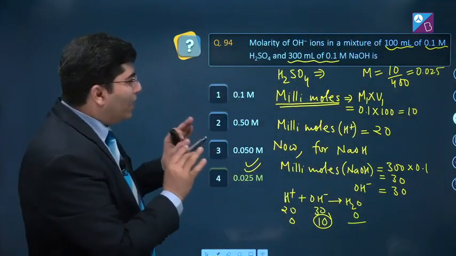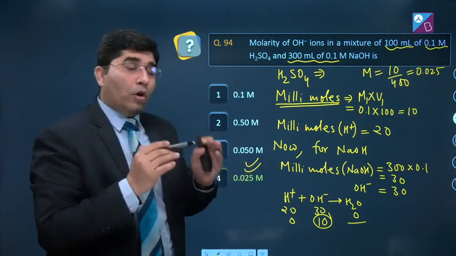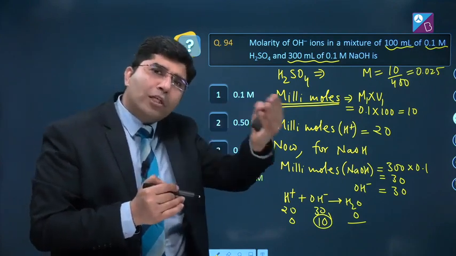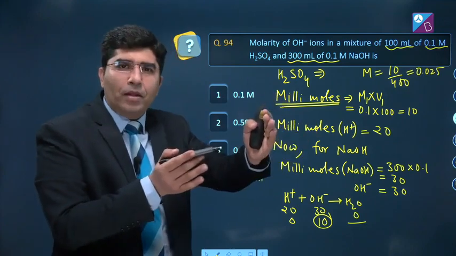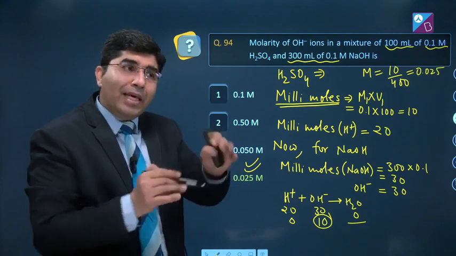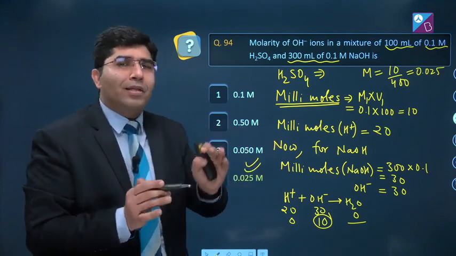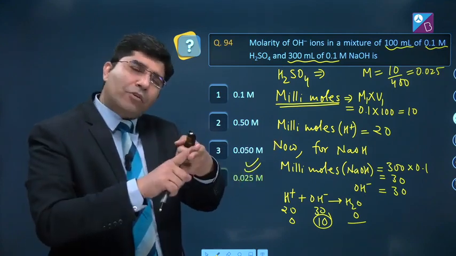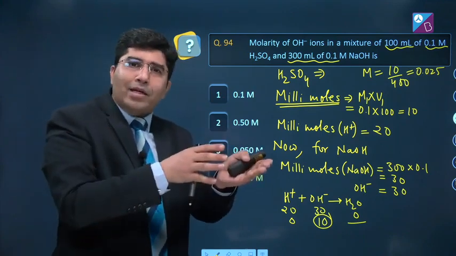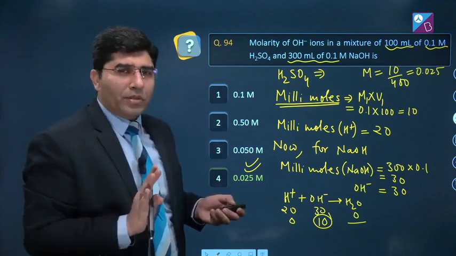So you have to be very, very careful, because the molarity of H2SO4 is half of the H plus ion liberated. Molarity of NaOH will be equal to the OH minus liberated. And what will happen after the reaction? First you have to check whether H plus ions are more or OH minus ions are more. So you have to take care of this thing, right?